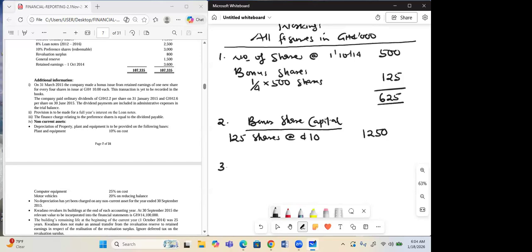Continue. All right. Now, the company paid ordinary dividends of 2.2 Ghana cedi per share on 31st January 2015 and 2.6 cedis per share on 30th June 2015. Now, the dividend payments are included. They paid dividend 2 times. The first one was paid on 31st January. So now the bonus issue was done at when? 31st March 2015.